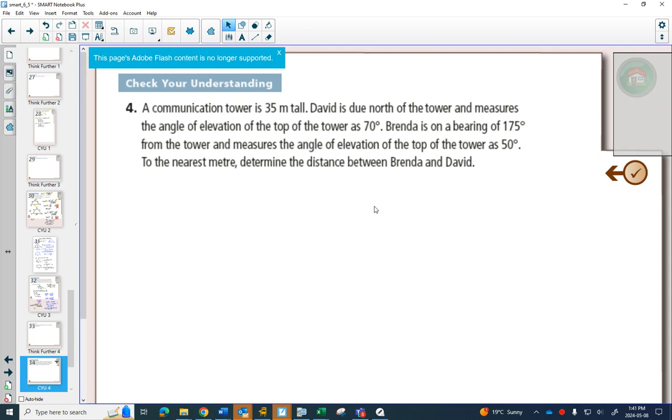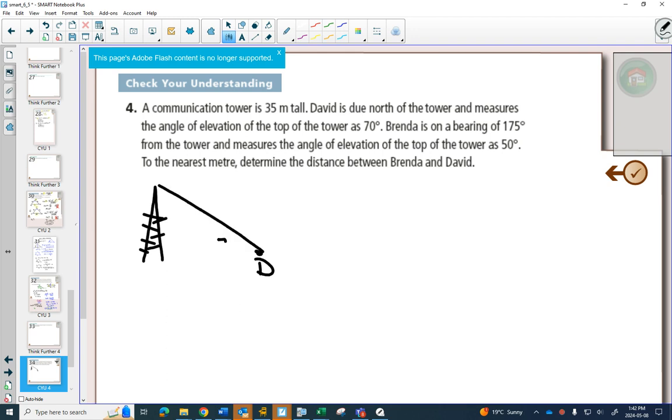What it says here, a communication tower is 35 meters tall. David is due north of the tower and measures the angle of elevation of the top of the tower as 70 degrees. So I'm going to just draw a tower, and I'm going to draw David right here, and he measures his angle of elevation of 70 degrees. This will make a right angle triangle because we're going to assume the tower is straight up and down unless it says otherwise. Okay? So this is David's little picture.